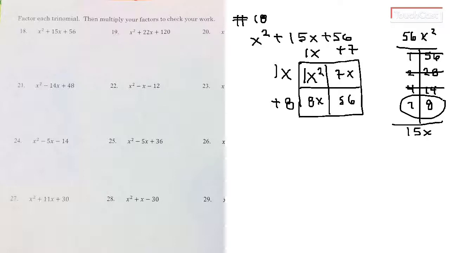To write my two factors, I will write them in parentheses. My first one is x plus 8. And then your second one is the top, x plus 7. Those are my two factors of my trinomial x squared plus 15x plus 56.